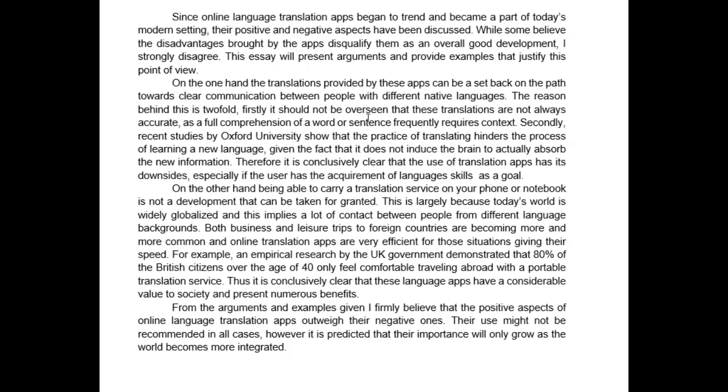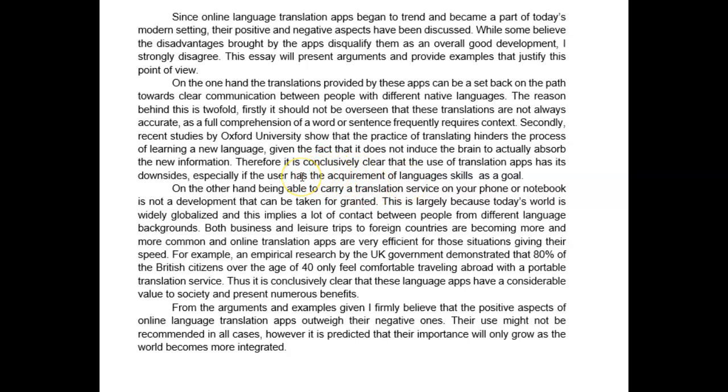Secondly, recent studies by Oxford University show that the practice of translating hinders the process of learning. I don't like the, all right, that's fine. The practice hinders the process of learning a new language, given the fact that it does not induce the brain to actually absorb the new information. Therefore, it's conclusively clear that the use of translation apps has its downsides, especially if the user has the acquirement, it's not the acquirement, it's the acquisition of language skills as a goal. Language, singular. But that's a nice thought, but this needs to be acquisition.